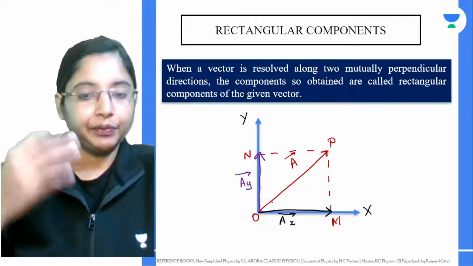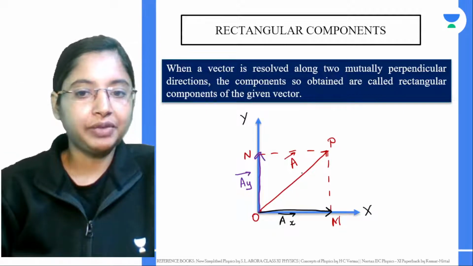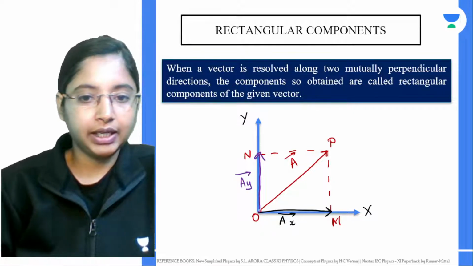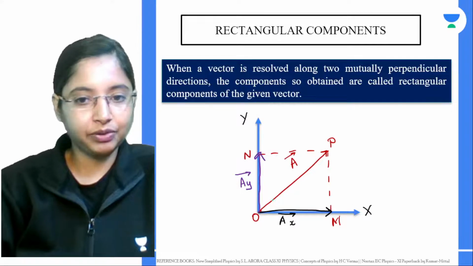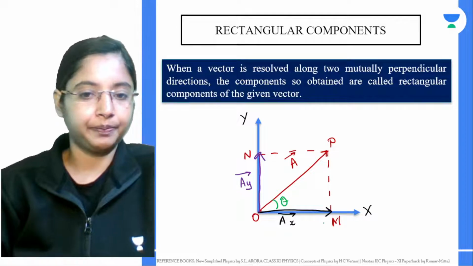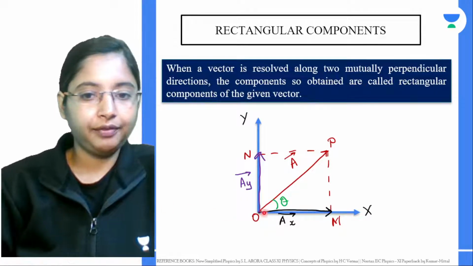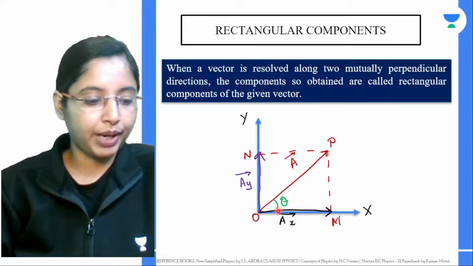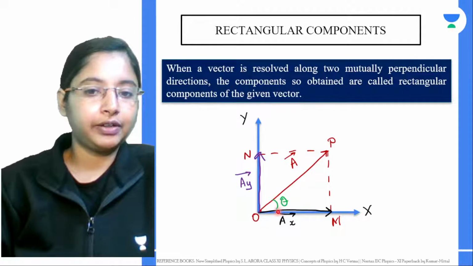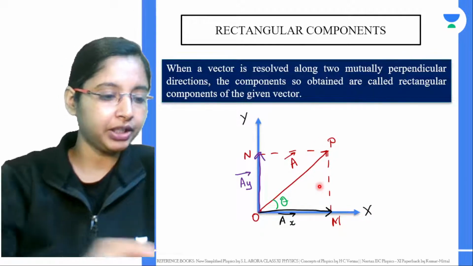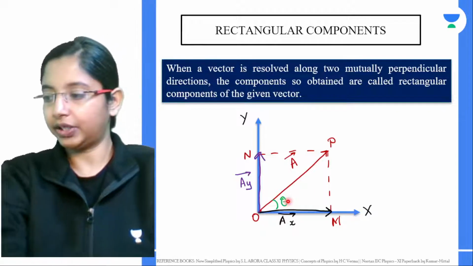Now, when we did resolution of vectors, we saw that the angle the resultant vector makes with the x-axis direction is theta. If you know this angle, whether 10 degrees or 20 degrees, whatever this theta is, that will give you the direction of this vector. So this angle over here is theta.